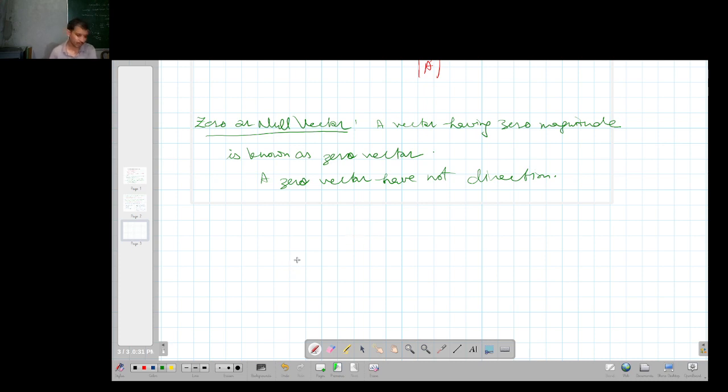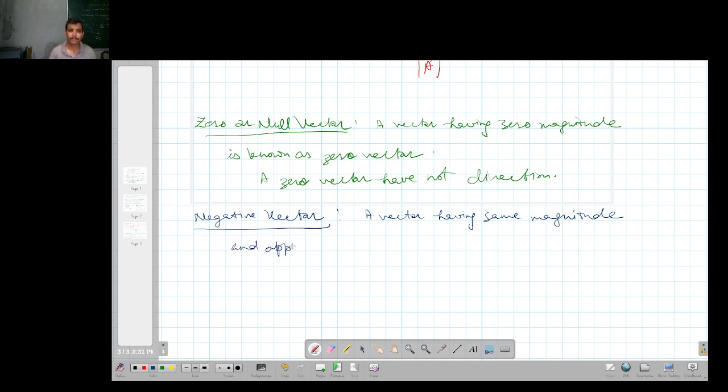Then let me talk about negative vector. A negative vector is a vector having the same magnitude and opposite direction to that of the given vector.